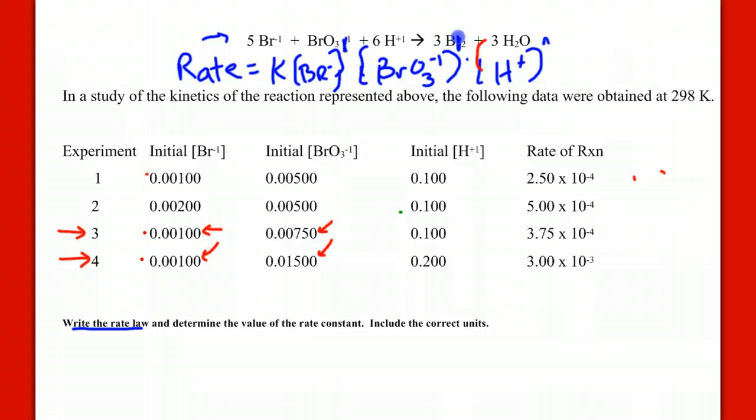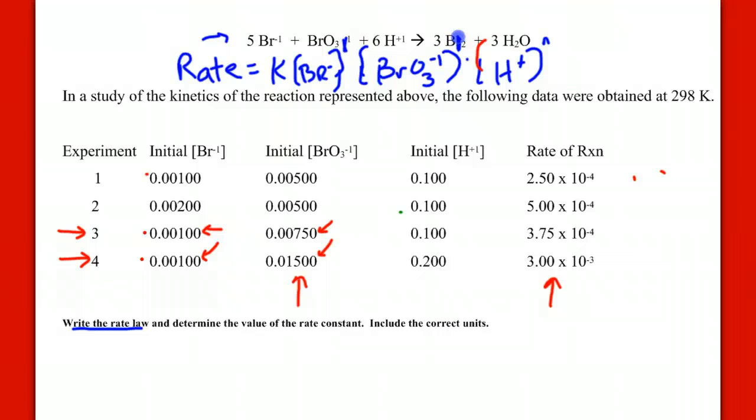And I can do this because I know it's first order with respect to bromate, which means whatever I do to the concentration in this column, I'm going to do the identical thing to the reaction rate in that rate column. They're independent of each other. The bromide ion is first order. Okay, the bromate ion is first order. So if I were to double the bromide ion, I'd double the rate. I wouldn't touch anything else.